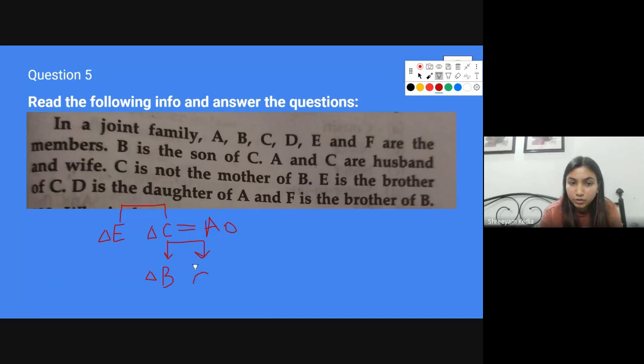Wait, D is the daughter. Yeah, sorry. So we have D is the daughter of A and F is the brother of B. So F is the brother means they have one more child who is F, who is the son. So now let's see what the question is. Who is the mother of B? This is B.